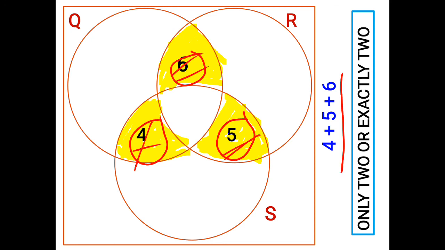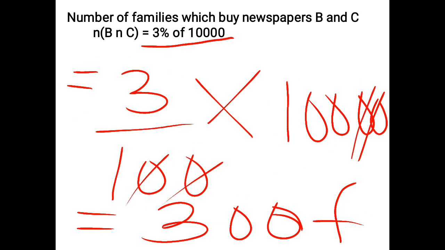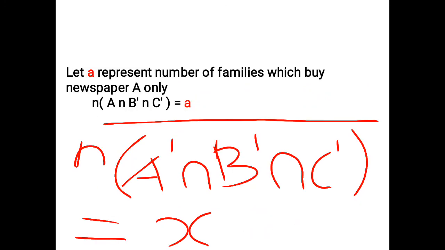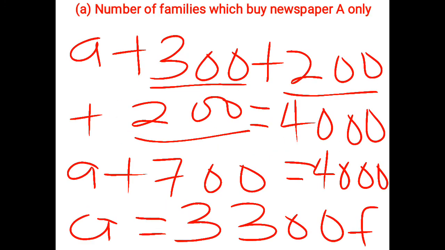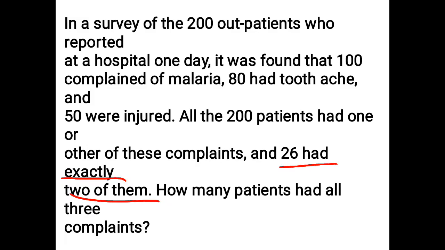And then I said, for example, sometimes they will tell you 15 students read exactly 2 subjects. It doesn't mean put 15 in all these 3 regions. No, it means put alphabets there. When you are done, add them and equate to 15. That is when you are solving, and then you will get the answer. So I'm giving a clue to the trial question. So 26 had exactly 2 of them.